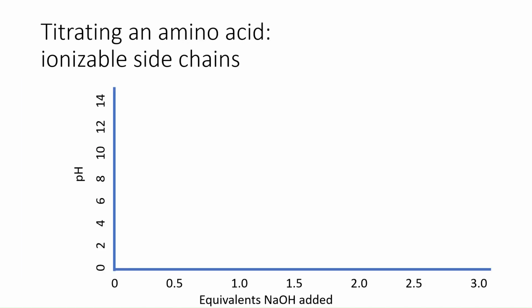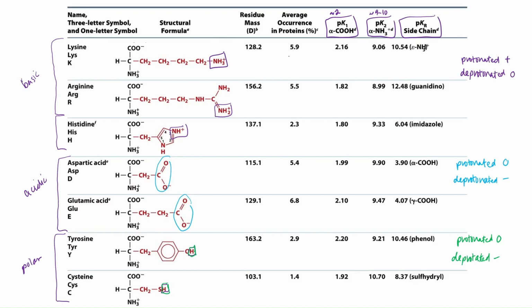So that brings us to what happens when we titrate an amino acid that has an ionizable side chain. So we can pick out one of these amino acids and then draw its titration curve. Each one is going to look different because the pKas of each of those side chains is different. So as our example, let's choose histidine.